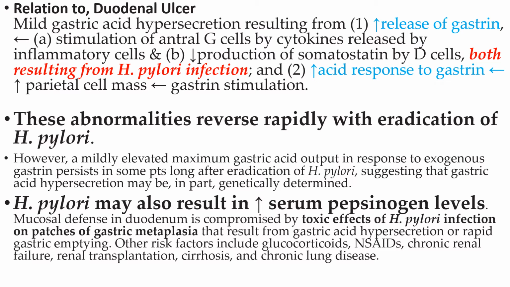Relation to duodenal ulcer: mild gastric acid hypersecretion resulting from increased release of gastrin and increased response to gastrin. These abnormalities reverse rapidly with eradication of H. pylori. H. pylori may also result in increased serum pepsinogen levels.